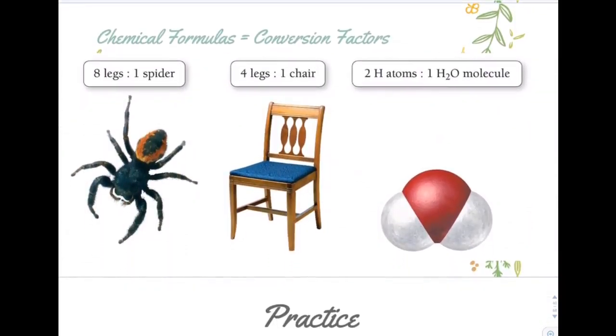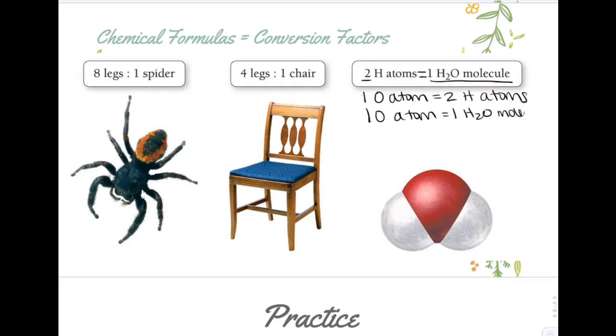And so if we look here at this water molecule, in one water molecule, there are 2 hydrogens, right? And so I can set that as an equality since it is a ratio. I can also say 1 oxygen atom is equal to 2 hydrogen atoms if I'm talking about water. Or I can say 1 oxygen atom is equal to 1 water molecule. Because they have the same ratio, I can set them as an equality.